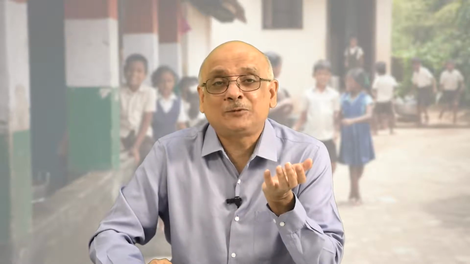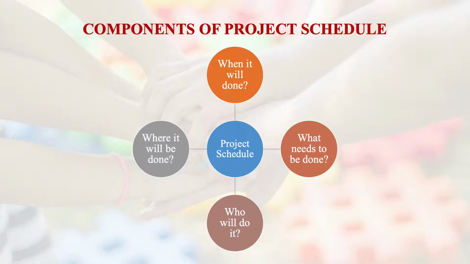So what are the basic components of a project schedule? Well, it's a very interesting thing. The very first thing which we would like to talk about as far as components are concerned is what is to be done, what needs to be done. Then who will do it, where it will be done and when it will be completed. So these are four basic things which we need to communicate when we are trying to define the project schedule.